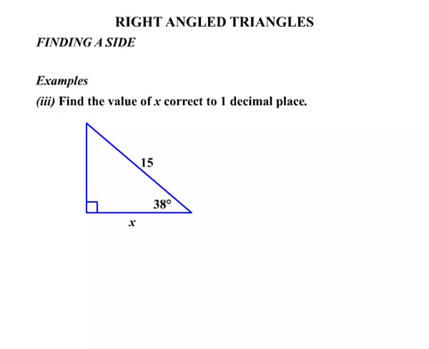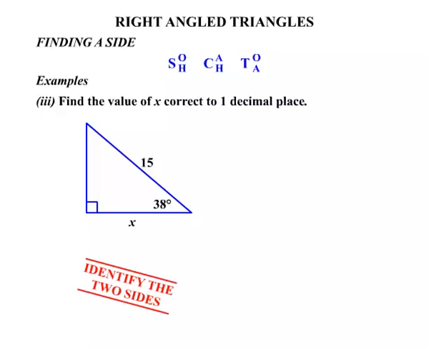The third example, find the value of x correct to 1 decimal place. Well, some old hags can't always hide their old age. There it is. Identify the two sides. So there's our angle. The 15 is the hypotenuse, and x is right next to it. It's the adjacent side. So we have adjacent and hypotenuse, so we're going to use cos.